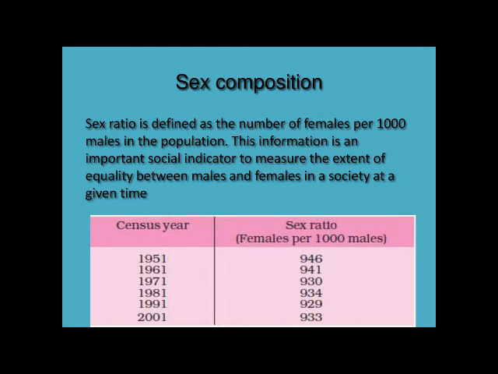Next we come to sex composition, also known as sex ratio. It is defined as the number of females per thousand males in the population. Now, this information is an important social indicator to measure the extent of equality between males and females in a society at a given time. The sex ratio is an important factor in determining the status of women in a country. The countries with low sex ratio show that women in those countries face gender discrimination.